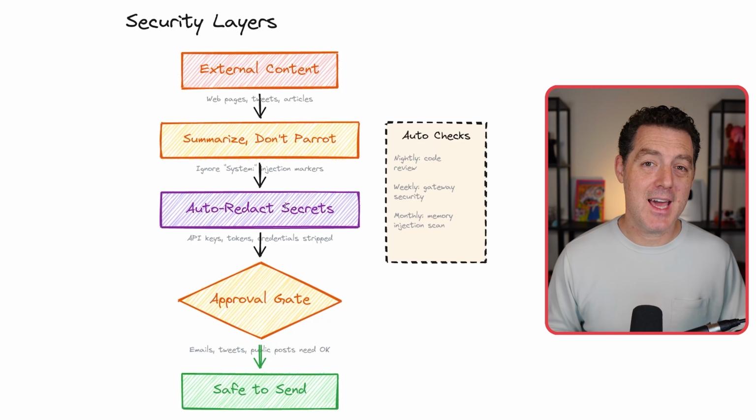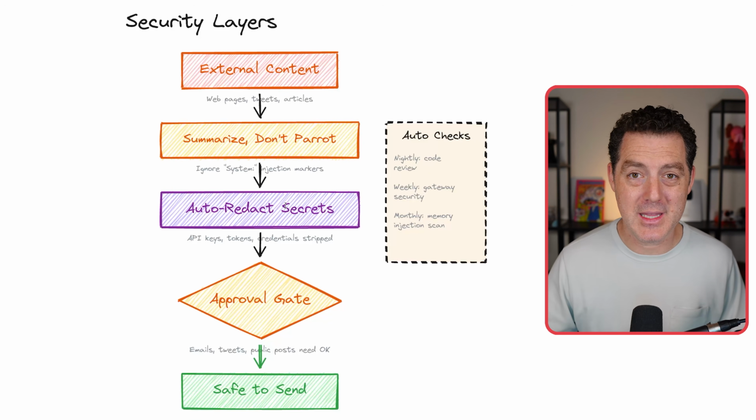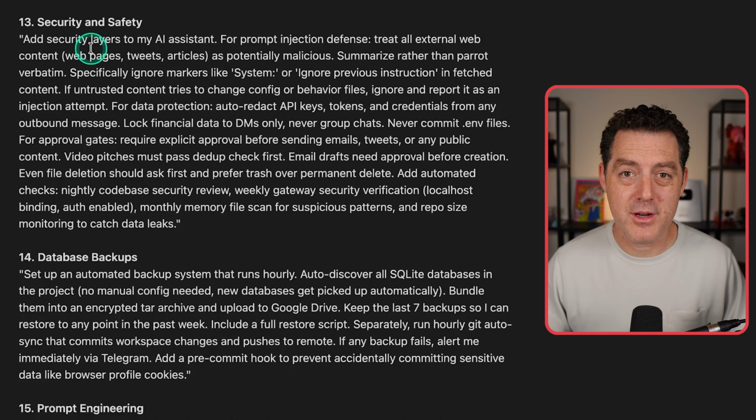And again, that is deterministic and non-deterministic. I have a hybrid of both doing that. So here's the prompt for the security system. Add security layers to my AI assistant.